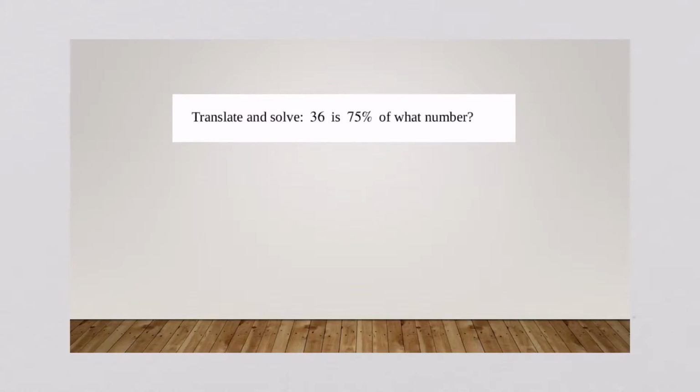Okay, on this problem, I'm just going to use the sentence method. So read it from left to right. Write down what you read. So 36, I'm going to write that down first. Is means equals. 75%, I'm going to write that as a decimal, 0.75. Of means multiply. What number means x?